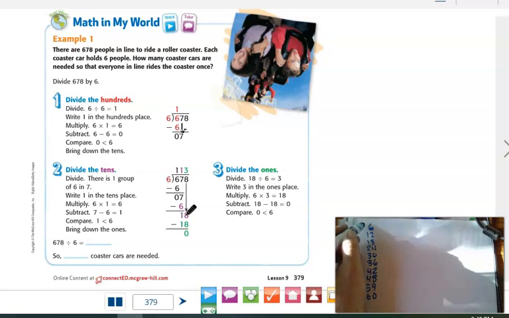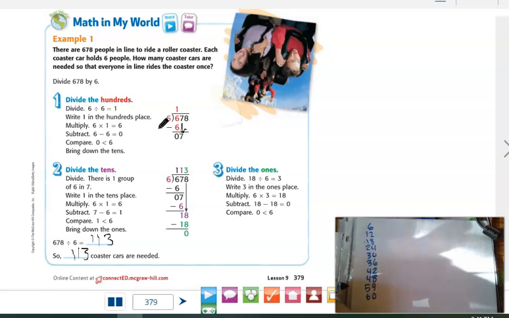6 goes into 18. On my number line, that is 1, 2, 3 down. So that's why the 3 is up here. 3 times 6 is 18. 18 subtract 18 is 0. So there's no remainder on this one. That means that 678 divided by 6 is 113. So there are 113 coaster cars needed if we want everybody to ride. That's how that works, and I strongly recommend writing your multiples when you're solving division problems. It makes it a lot easier.